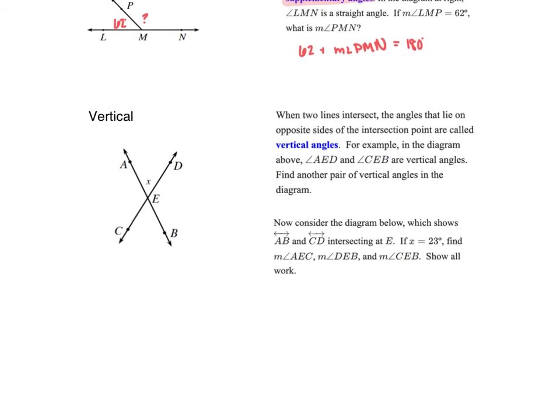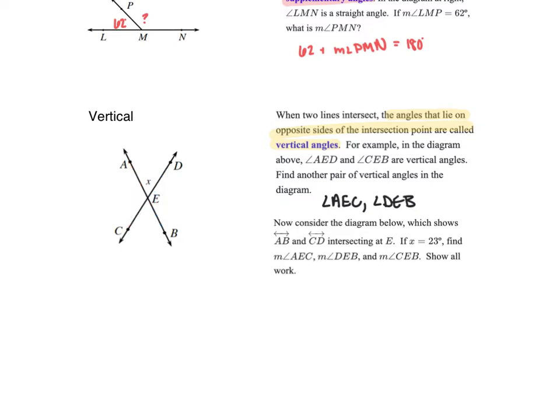The next angle pair relationship we're going to look at is vertical angles. When two lines intersect, the angles that lie on opposite sides of the intersection point are called vertical angles. For example, in the diagram, angle AED and angle CEB are vertical angles. Find another pair of vertical angles in the diagram. In this case, it looks like angle AEC and angle DEB are on opposite sides of the intersection point.